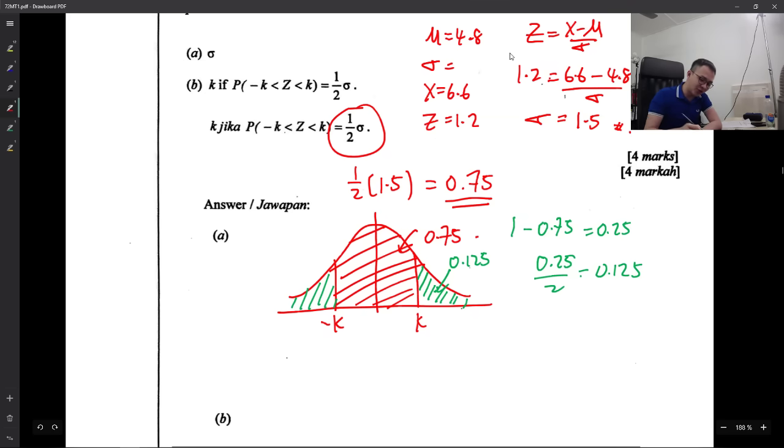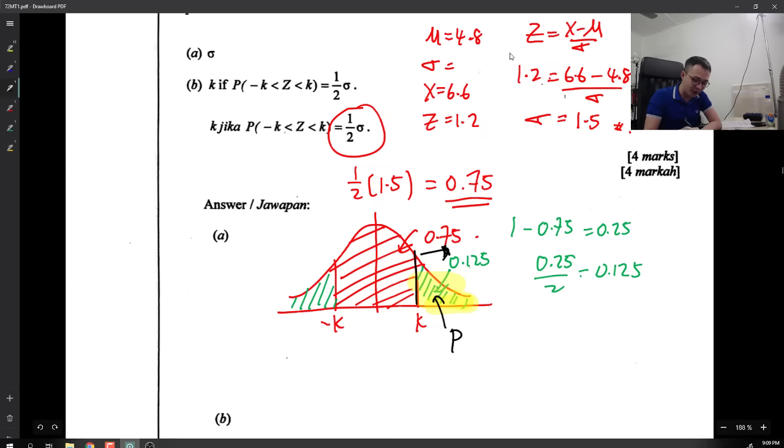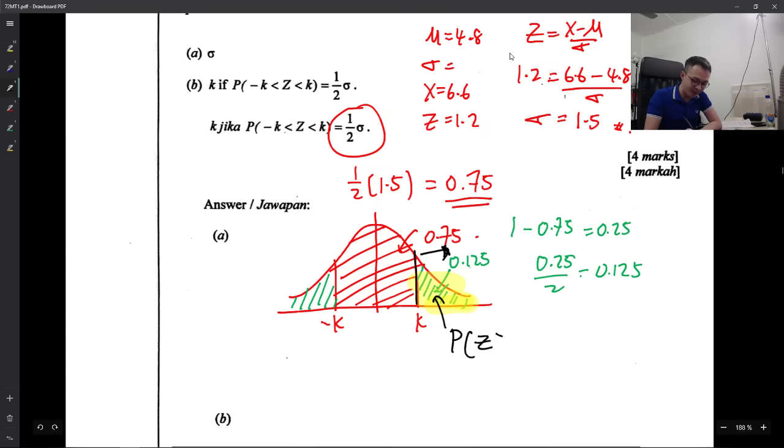Okay, then the next question is, how should I label this part? Okay, this part is k, right? Going in this direction, so it's bigger. So this part, we label it as the probability z is bigger than k, is 0.125.